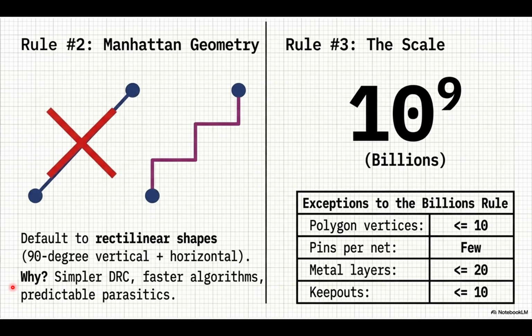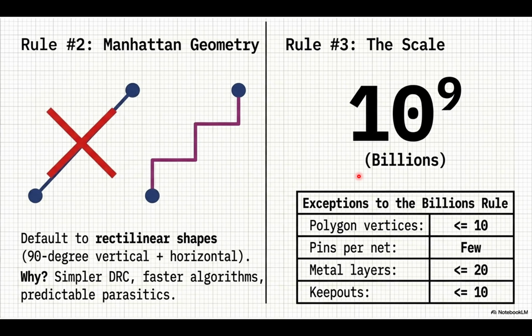That need for absolute predictability makes sense when you look at the raw numbers. I mean, we are dealing with 10 to the 9th power, 1 billion physical objects on a single chip. That's staggering. There are barely any exceptions to this scale either. You might cap polygon vertices at 10 or limit your keep-out zones, the do-not-build-here blocks, to a handful, but everything else is in the billions. And that staggering scale is what forces the software engineering itself to be so disciplined. You really can't write sloppy code when dealing with a billion objects.